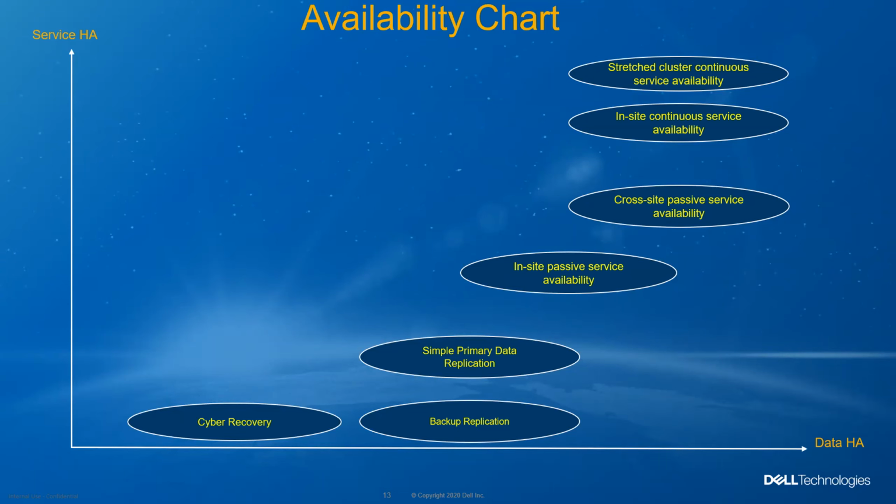And then moving on to backup replication, again, the data is protected, but it's not necessarily immediately available to users. So it's fairly high up on data availability, but low on service availability. And then at the top end, you've got the stretch cluster continuous availability architecture, which ranks very high in terms of data availability and service availability. So you can use this chart to map out where your existing environment is in terms of service and data HA and where you'd like to be. And that can help you determine what kind of architecture you need to deploy to achieve your data availability and service availability targets.